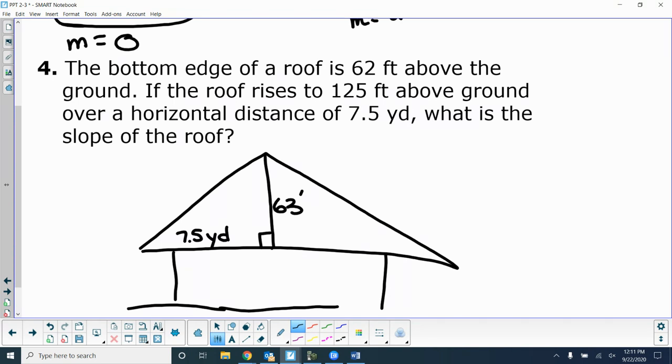So how do I change yards to feet? Divide or multiply by? Yeah. To change from yards to feet, I'd multiply by 3. To change from feet to yards, I divide by 3, right? Okay, so multiply that by 3. What is it? 22.5 feet, I think.